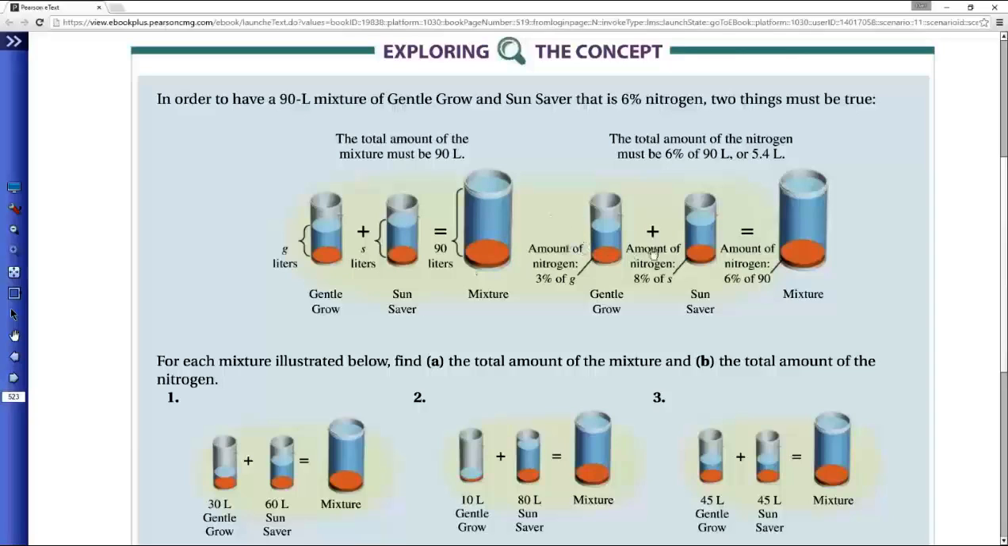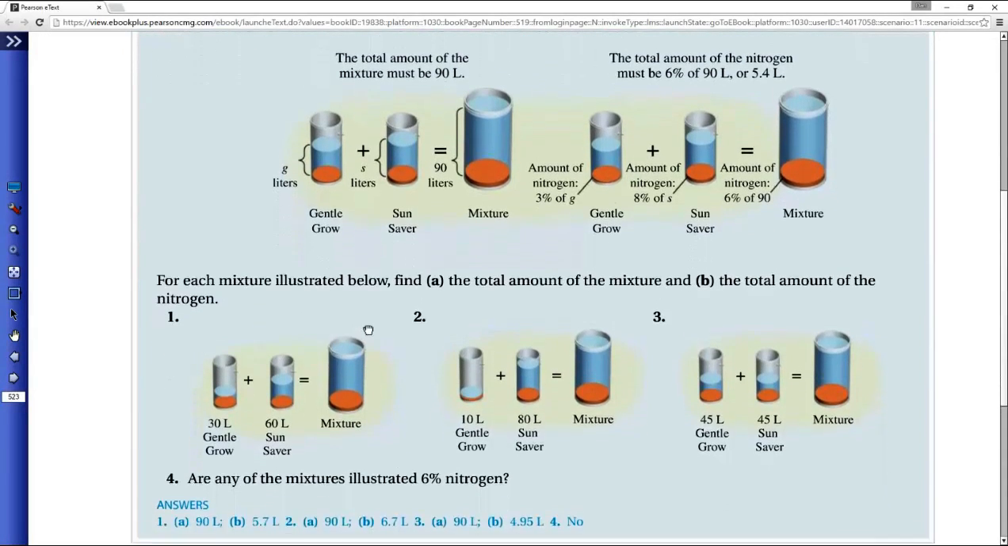Well, the other part of that is I need to take whatever those volumes are, and this one has 3% nitrogen, and this one has 8% nitrogen. Whatever amount of liters we get here, we want that to be a 6% solution. Well, they do tell us 90, so we can pull out some numbers from that. In fact, 6% of 90 is 5.4 liters. So we're going to look at how to set that up into equations that we can work with.